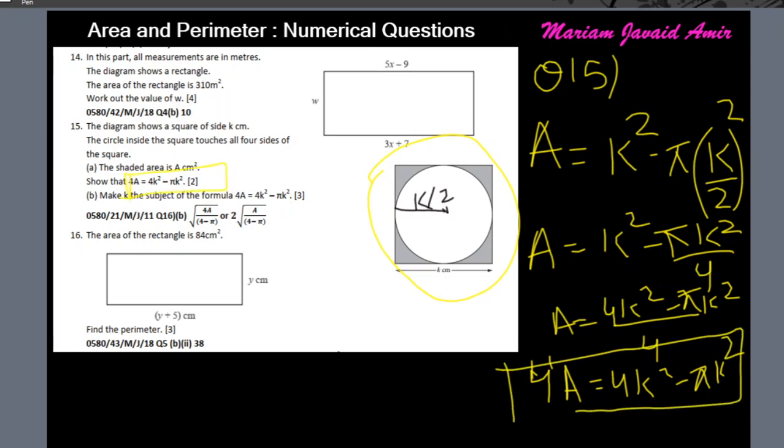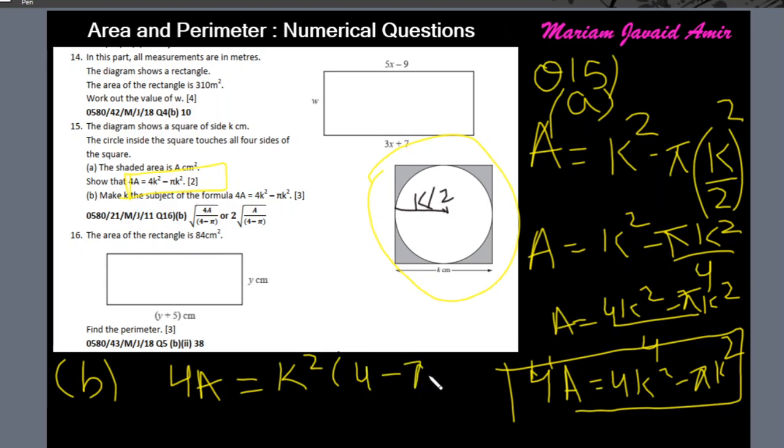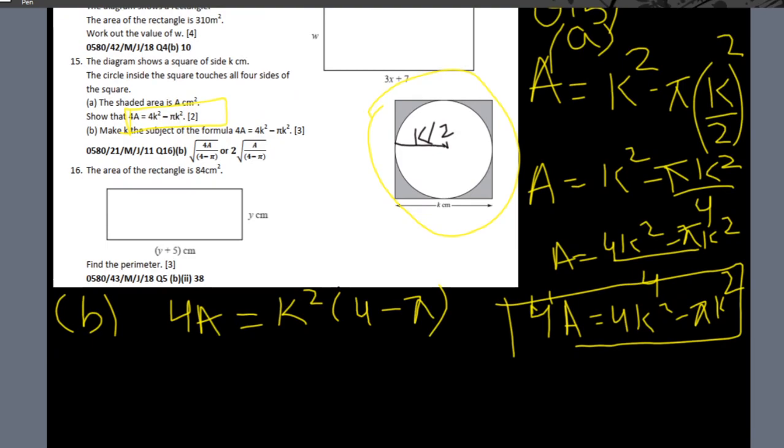We've shown that. This is part A. Part B is make k the subject of the formula. So what I'll do is first factorize the right hand side. k square can be taken common and we get 4 minus pi. Next I'll divide 4A with 4 minus pi, and this will give me equals k square.